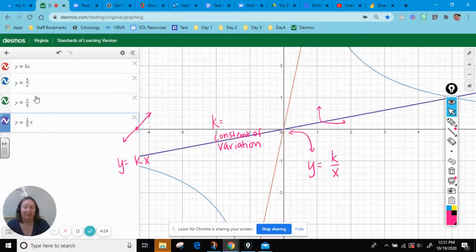All right. Now it gets a little tricky. This is pretty obvious right here. But then once you start looking at the differences between these two, if you're unsure, go to Desmos, type it in.